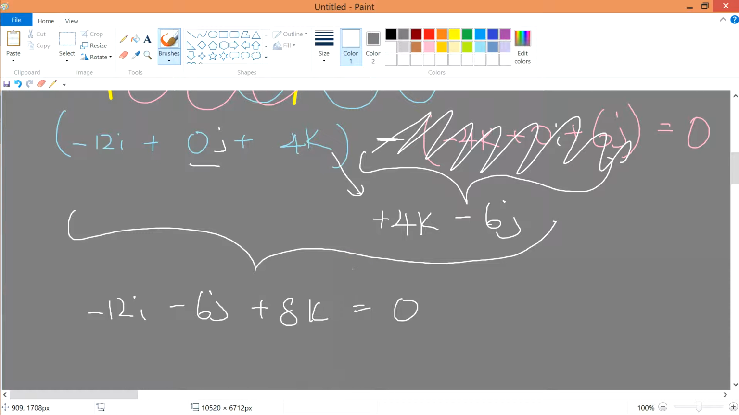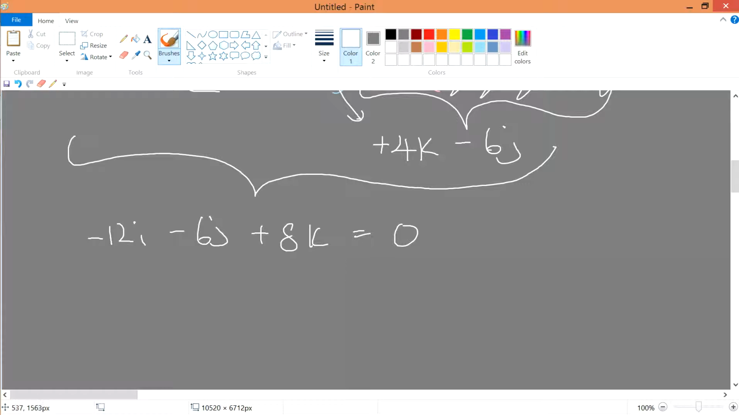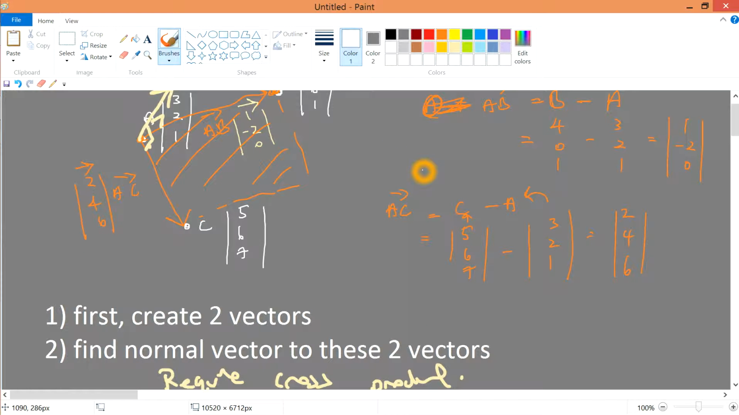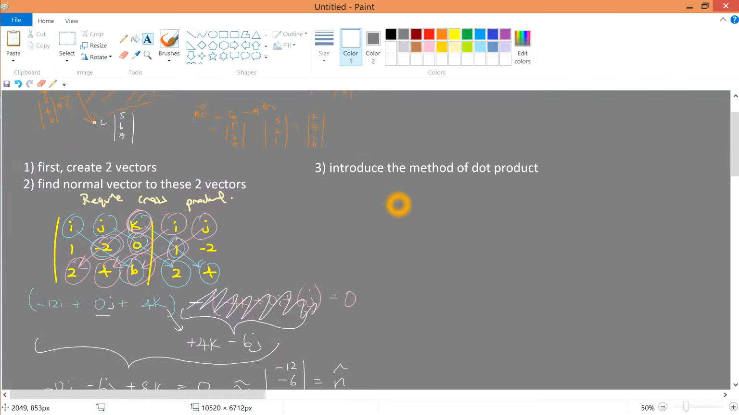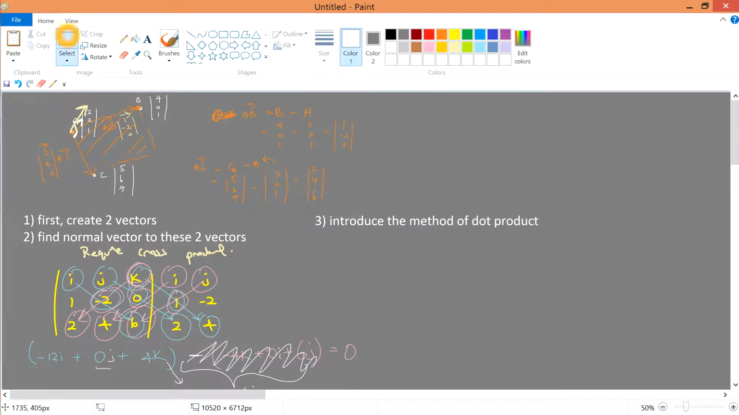Ta-da! So over here, the coefficients are its normal vector. If I were to rewrite it, I would have minus 12, minus 6, and 8. This is your normal vector, a vector that is perpendicular to your AB and your AC. Now we haven't finished yet. This is the last step: introduce the method of dot product.